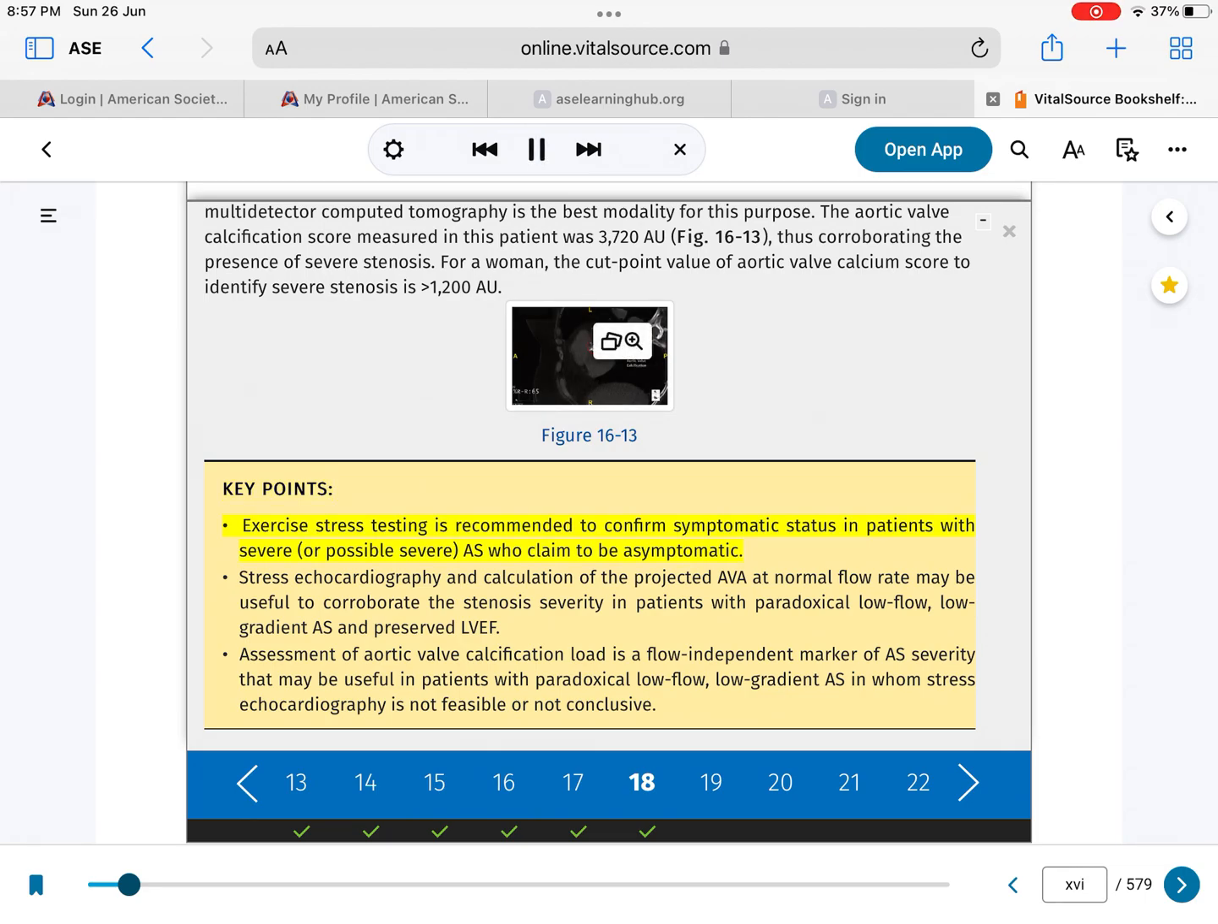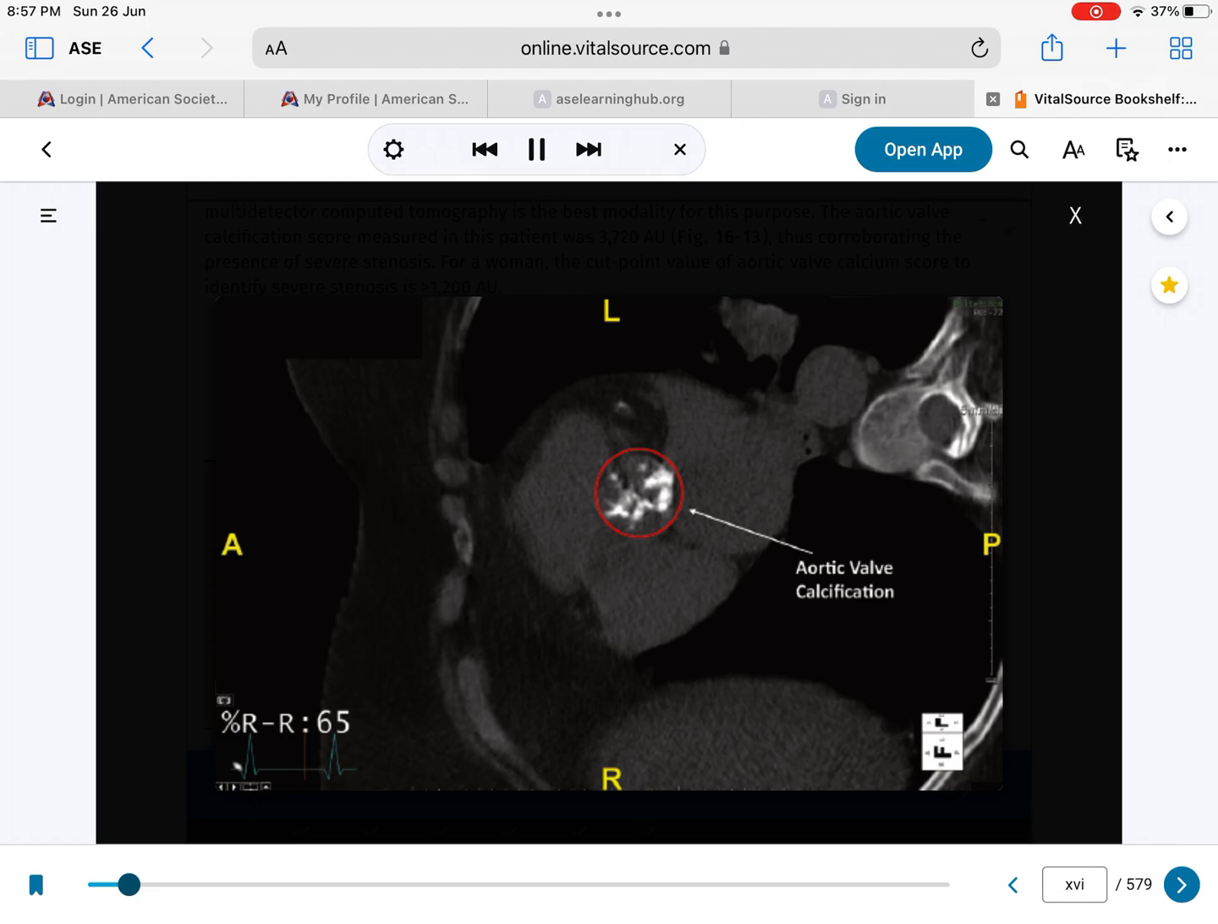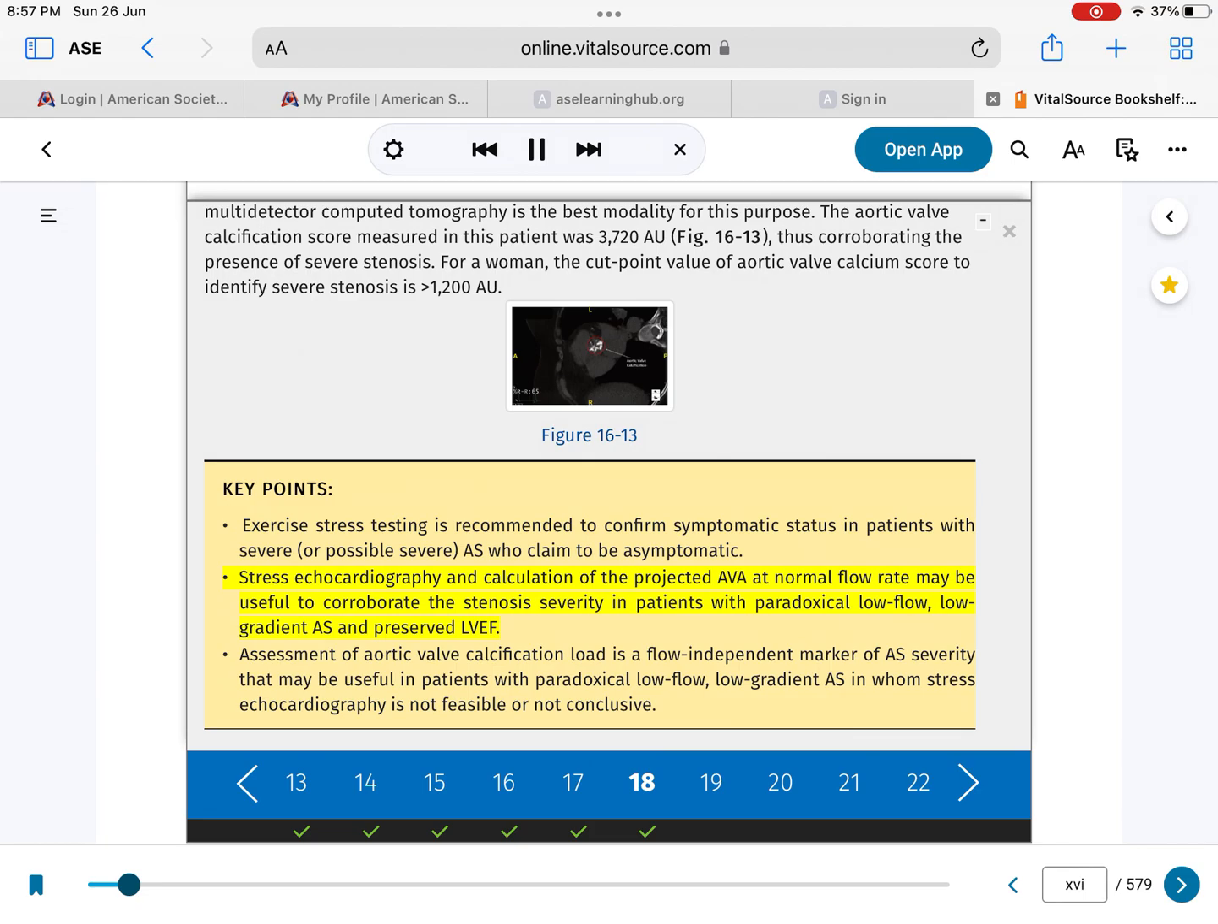Exercise stress testing is recommended to confirm symptomatic status in patients with severe or possible severe AS who claim to be asymptomatic. Stress echocardiography and calculation of the projected AVA at normal flow rate may be useful to corroborate the stenosis severity in patients with paradoxical low flow, low gradient AS and preserved LVEF. Assessment of aortic valve calcification load is a flow-independent marker of AS severity that may be useful in patients with paradoxical low flow, low gradient AS in whom stress echocardiography is not feasible or not conclusive.